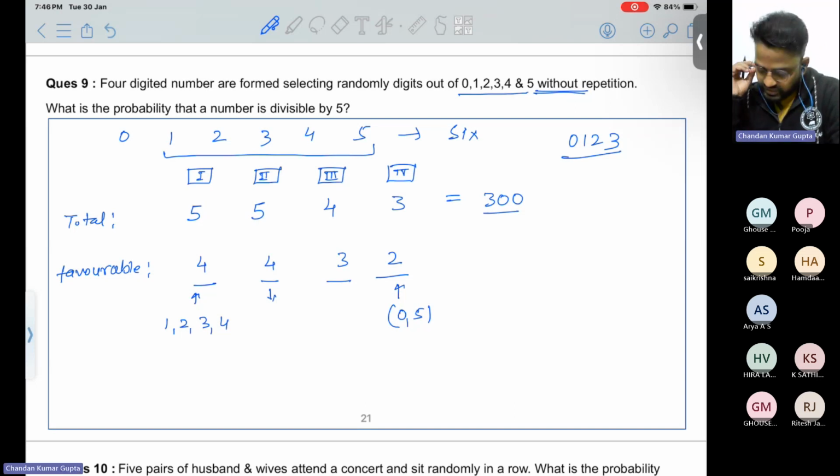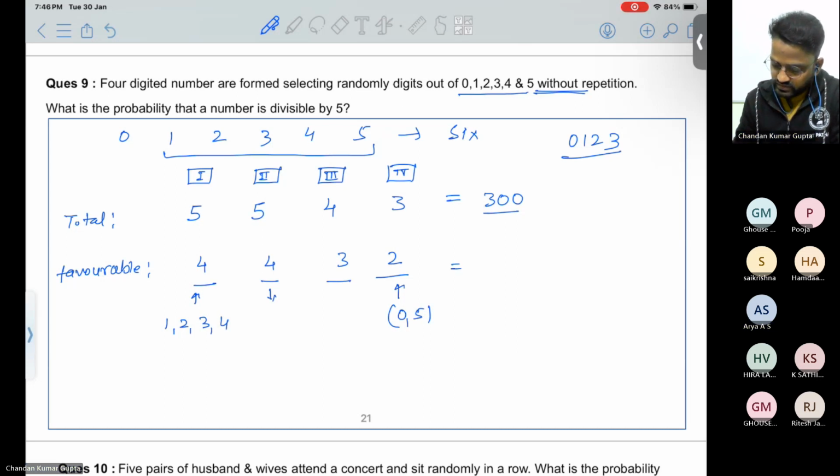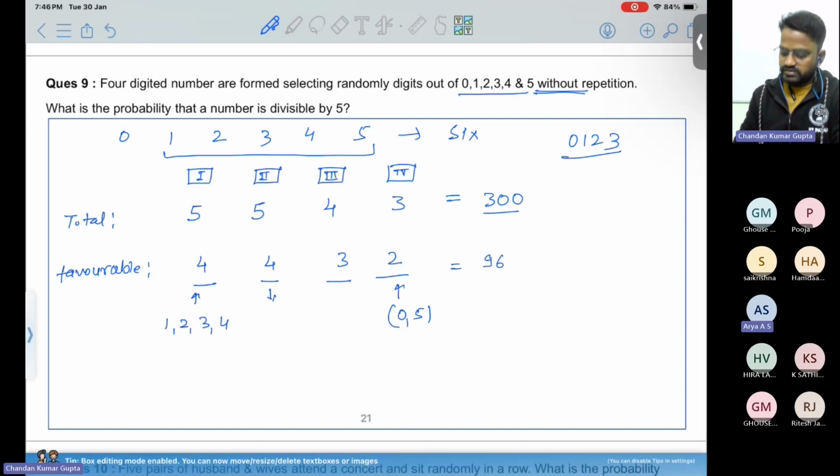Okay. I think there is something. Is it correct or not? Anyone? Yes, sir. It is 96. Correct.